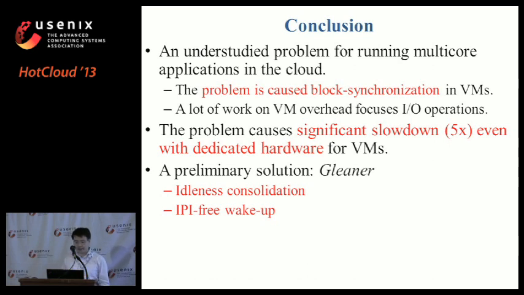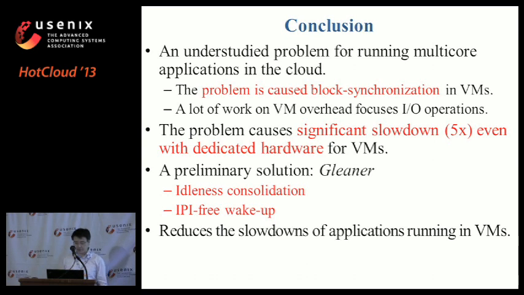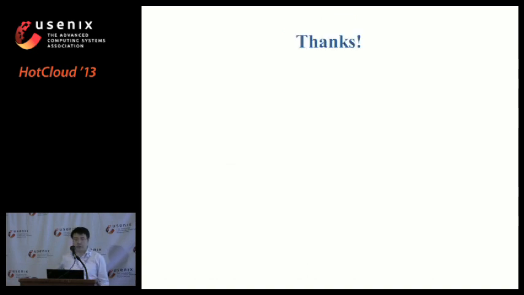It uses 2 mechanisms, idleness consolidation and IPI-free wakeup, to reduce the slowdowns of applications in the cloud. Our experimental results show that these 2 mechanisms can reduce the slowdowns significantly for the multi-core applications running in virtual machines. Okay, thank you for your attention, and I'm ready for questions.